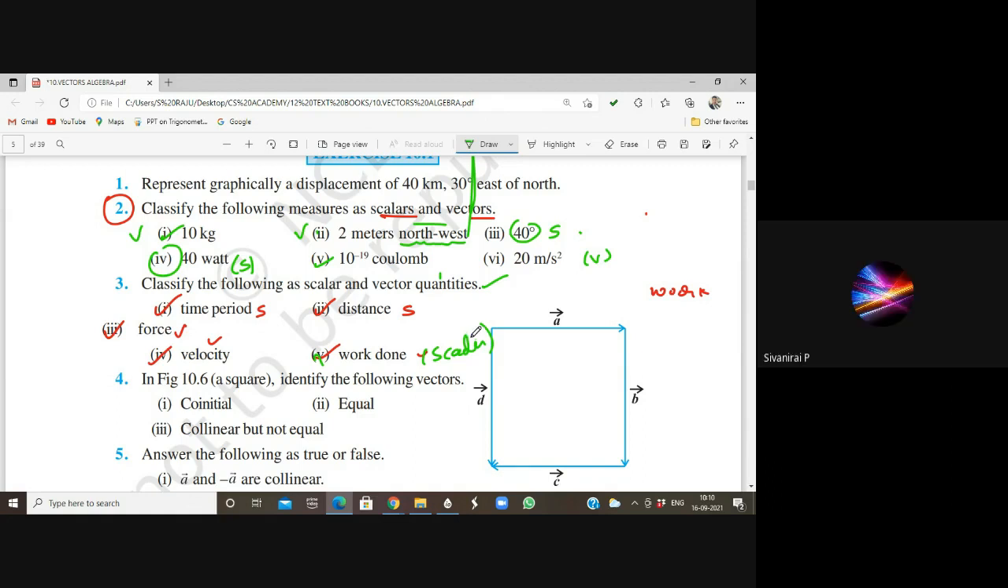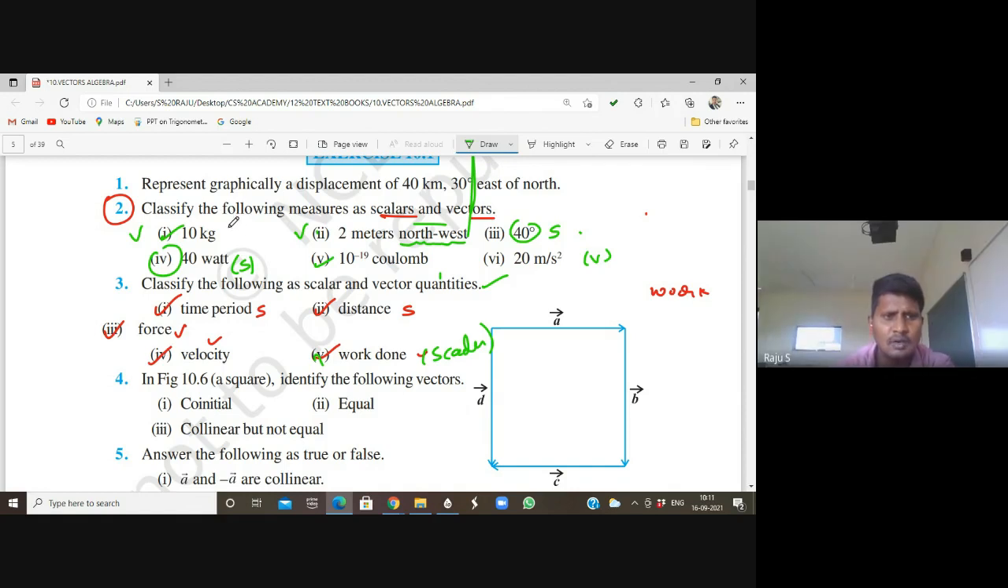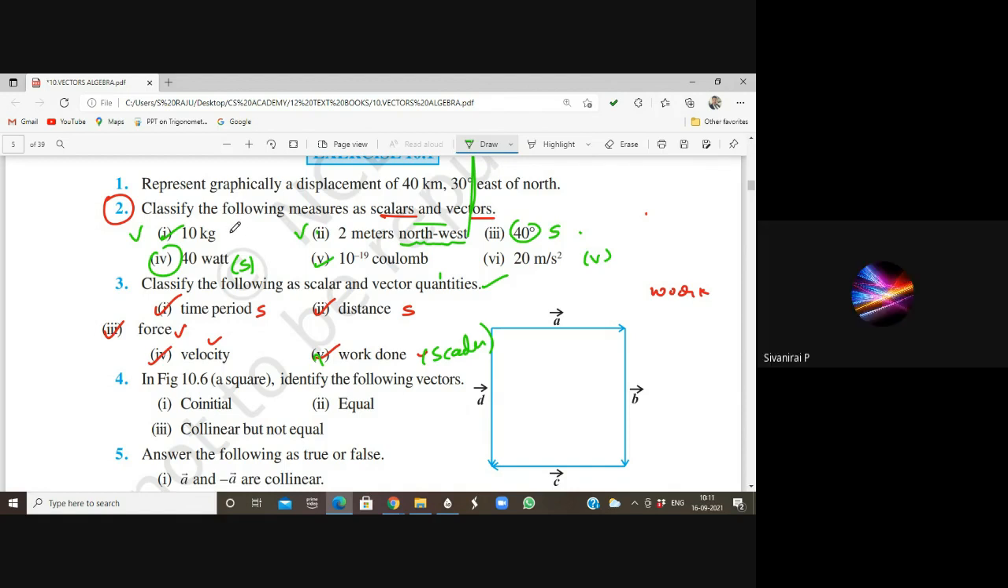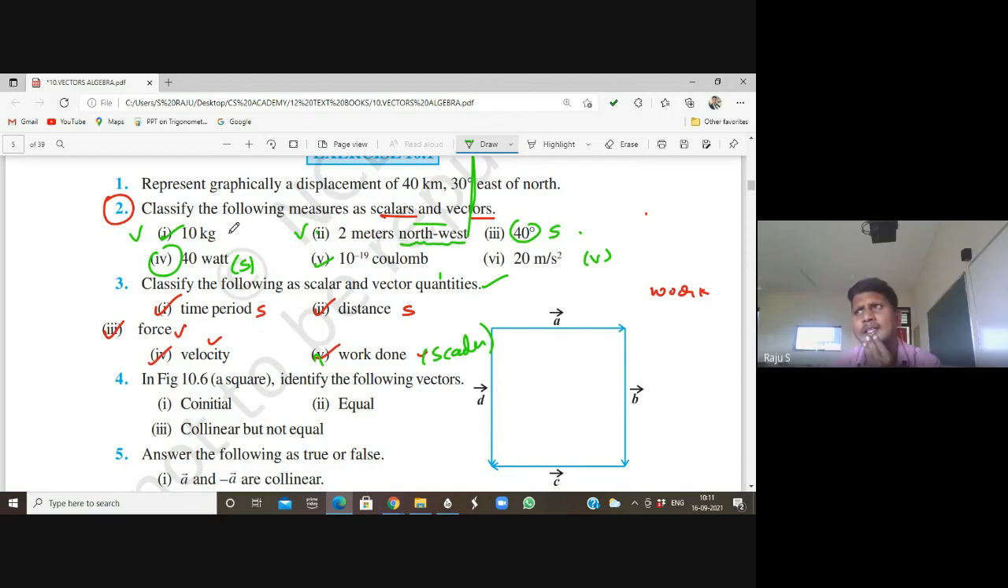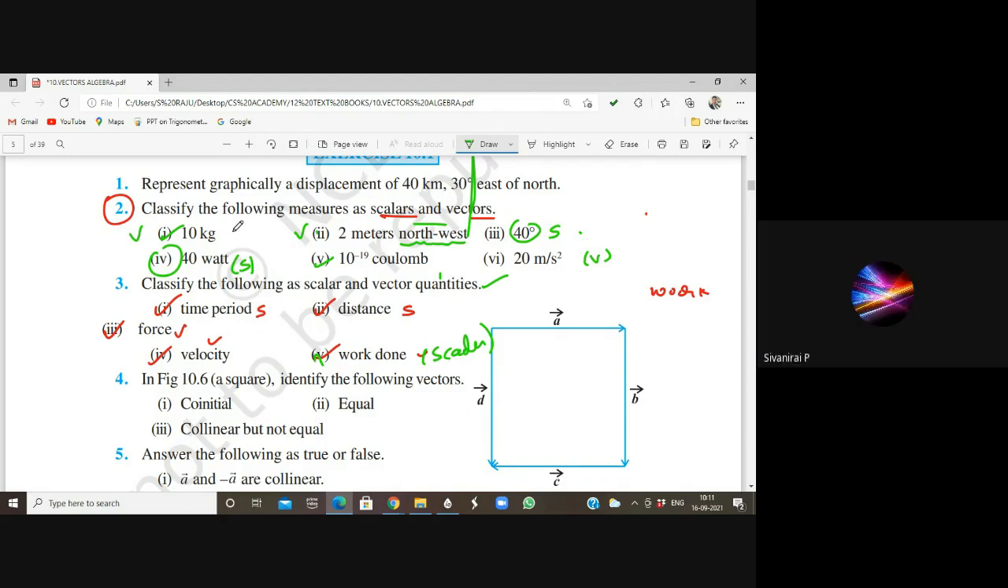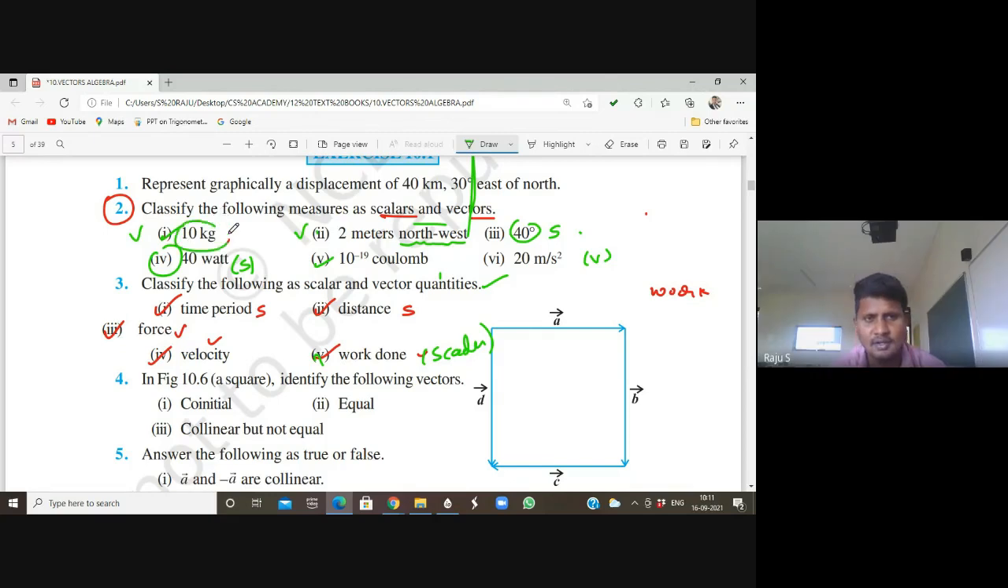Sir, 10 kg in the second question, the first option. It is only mass, no, sir. Force only, kg means it is a vector. Right, 10 kg, it is a scalar.